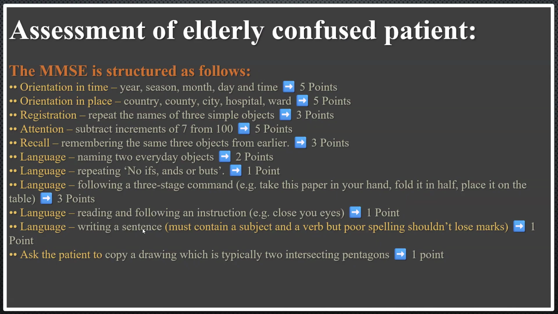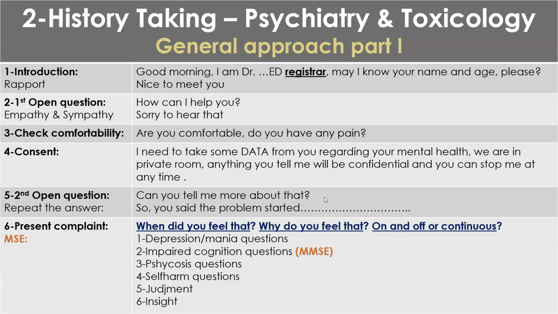Can you write a sentence on this paper? They are not providing paper, but we are acting. Can you write a sentence on this paper? It must contain a subject and a verb. Thank you. Can you copy a drawing, which is typically two intersecting pentagons? Thank you. Then you will ask questions about depression and impaired cognition, which we have already finished.